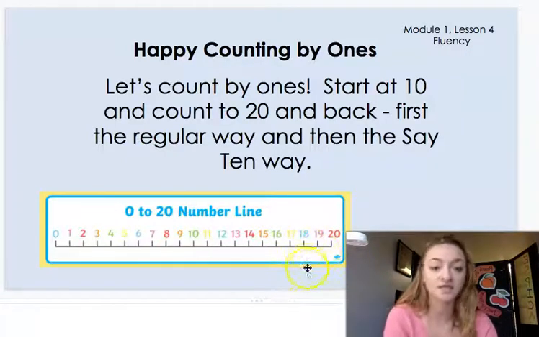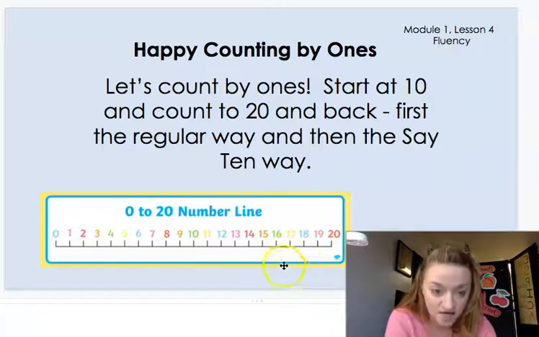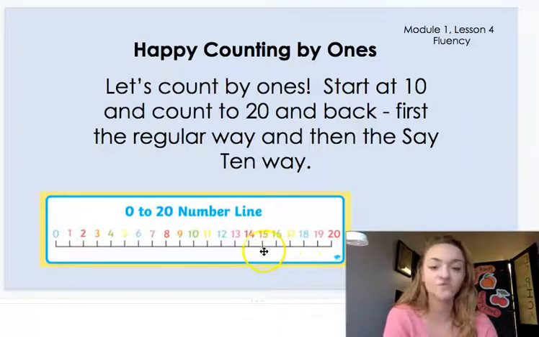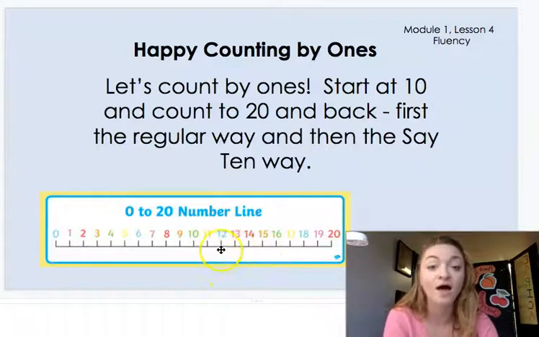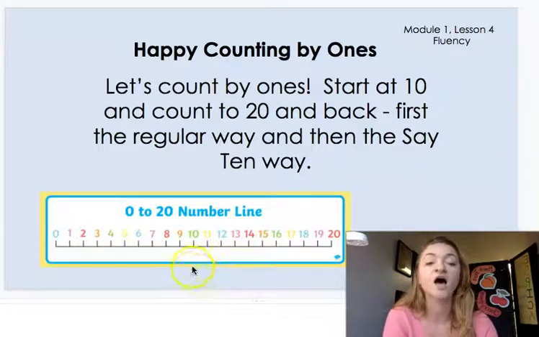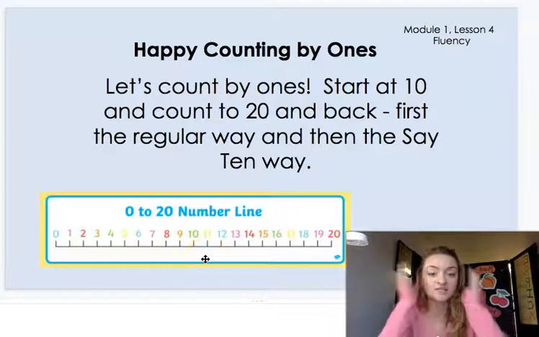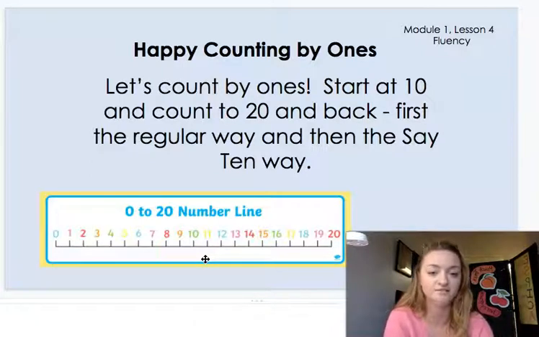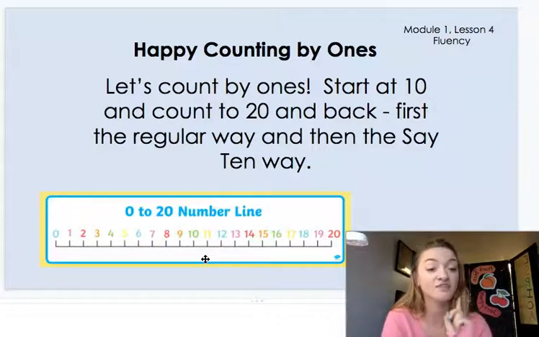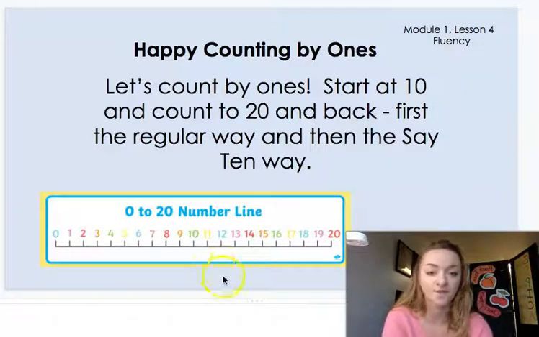19, 18, 17, 16, 15, 14, 13, 12, 10, 12, 10. Oh my goodness, Miss Inez made a mistake, and guess what? That's okay, that happens when we're counting back sometimes. Let's start from the last number that we did the right way.